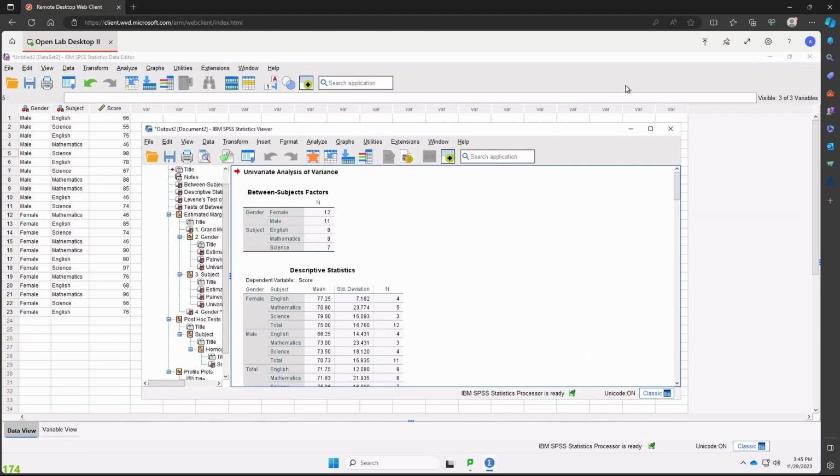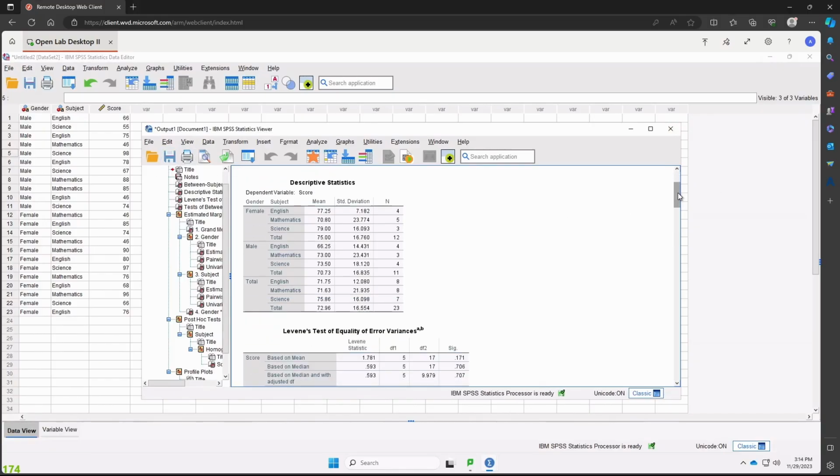And this is the result. Moving on, we have the descriptive statistics. And here, fairly straightforward, you can take a look at the means. If you look at the subject, for English the mean is 77.25, mathematics 70.80, and science 79, and that's for female. And for the male, we have English 66.25, mathematics 73, science 73.50.